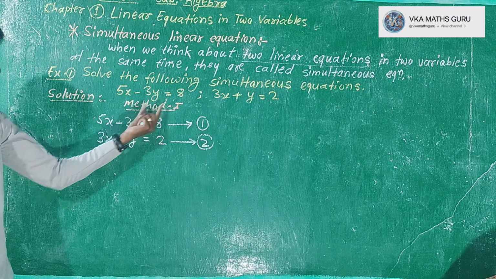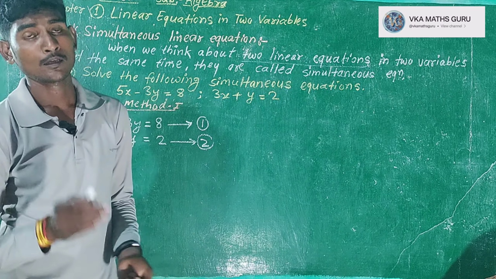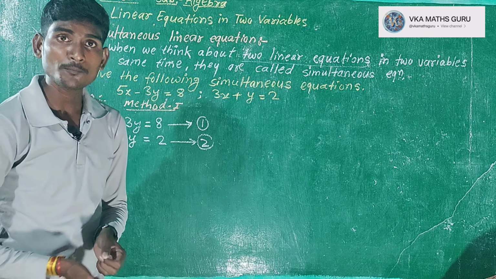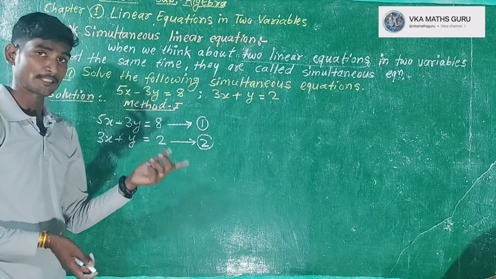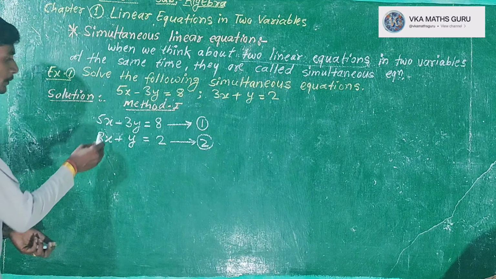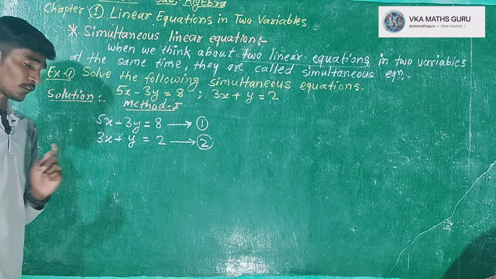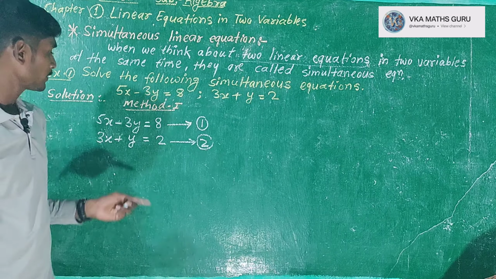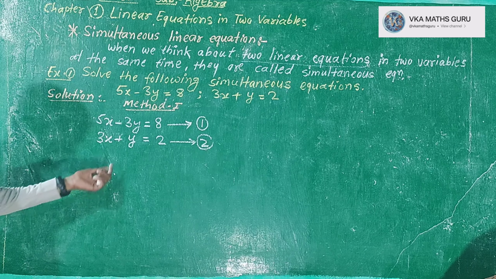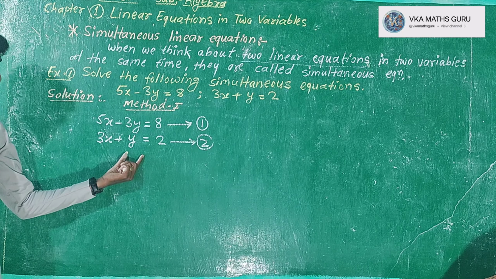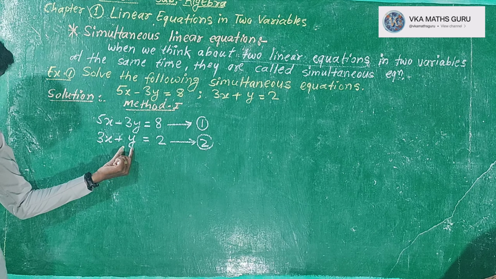By solving these two simultaneous equations, ultimately we want to find the values of x and y. That means the given variables. Here the given variables are x and y, that's why we want to solve, to find the values of x and y. See here, in equation number 2, the coefficient of y is 1.